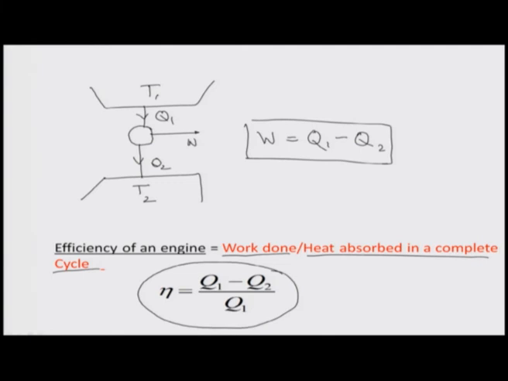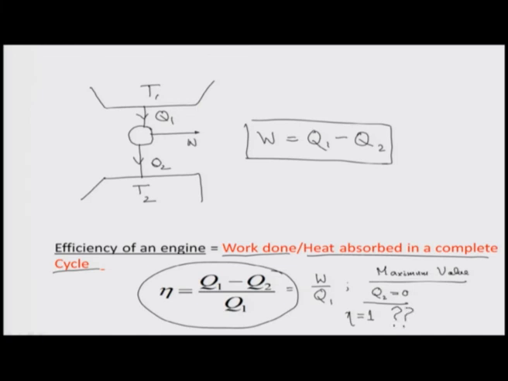So, what could be the maximum value of this? What is the maximum value of it? I can write it as W by Q1. The maximum possible value is when I can set Q2 equal to 0, then eta will be 1. Now, it is a big question.